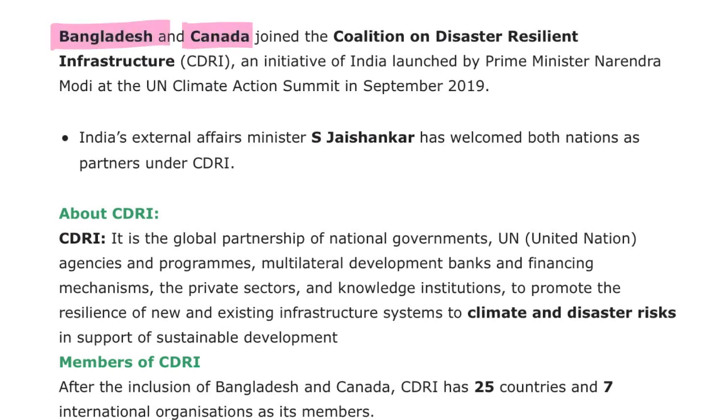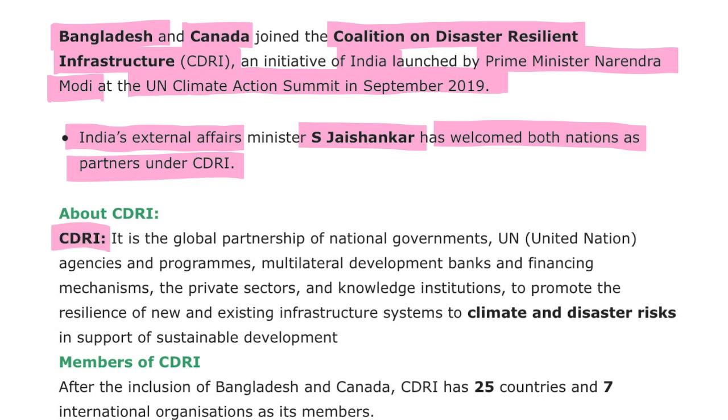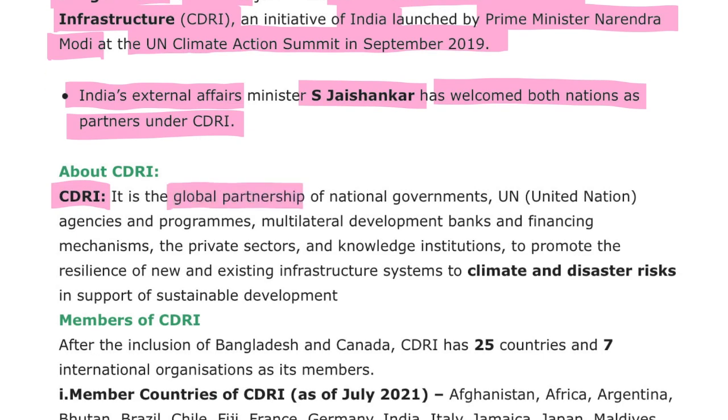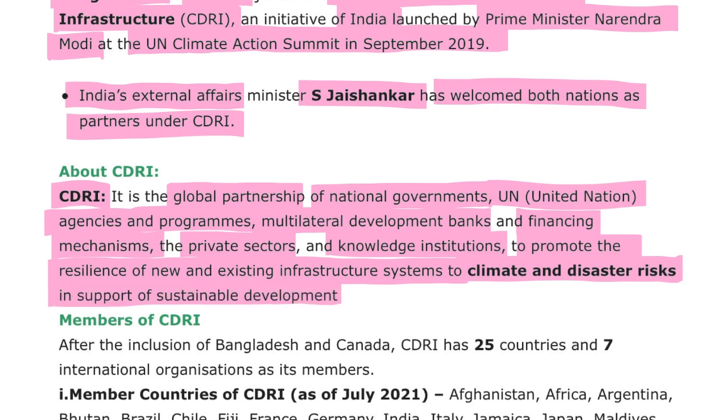Bangladesh and Canada joined the Coalition for Disaster Resilient Infrastructure, an initiative of India launched by Prime Minister Narendra Modi at the United Nations Climate Action Summit in September 2019. India's External Affairs Minister S. Jaishankar welcomed both nations as partners under CDRI. So what is CDRI? It is a global partnership of national governments, United Nations agencies and programs, multilateral development banks and financing mechanisms, the private sector, and knowledge institutions to promote resilience of new and existing infrastructure systems to climate and disaster risk in support of sustainable development.